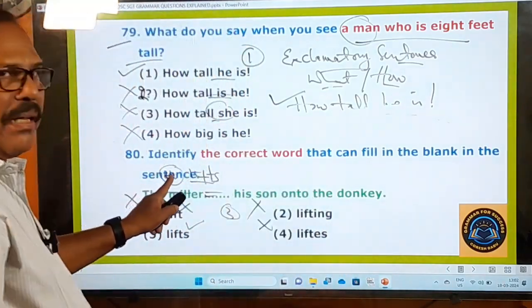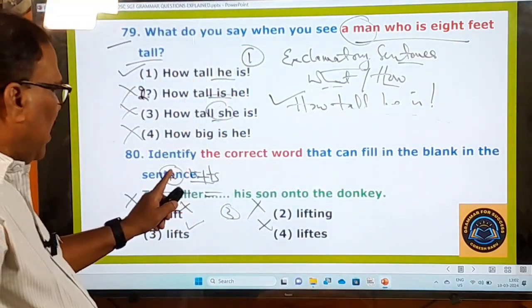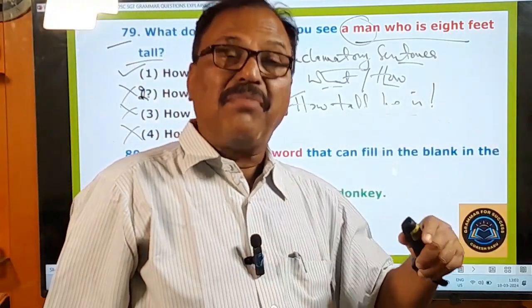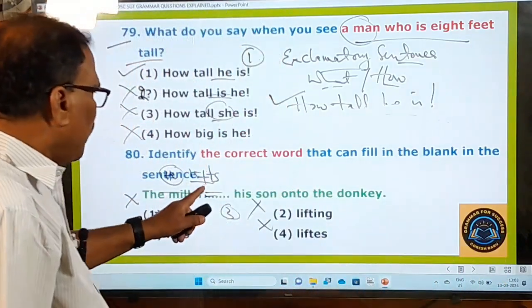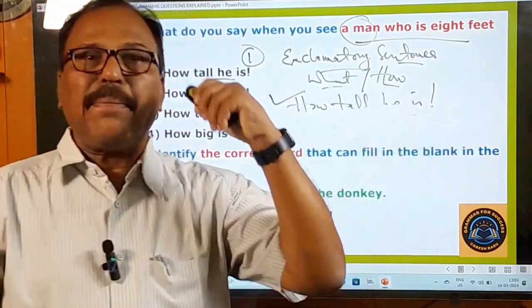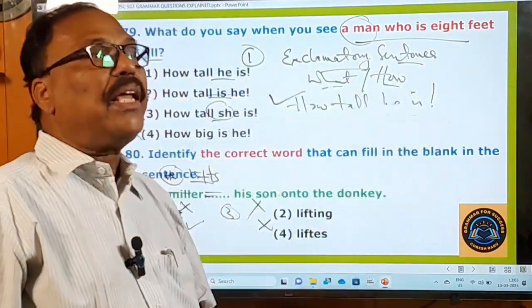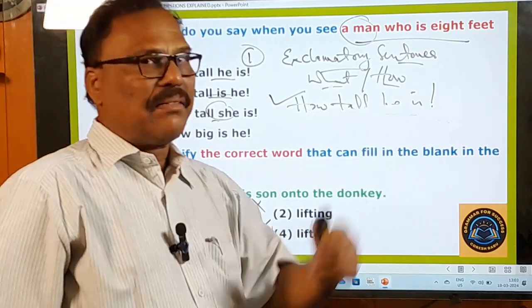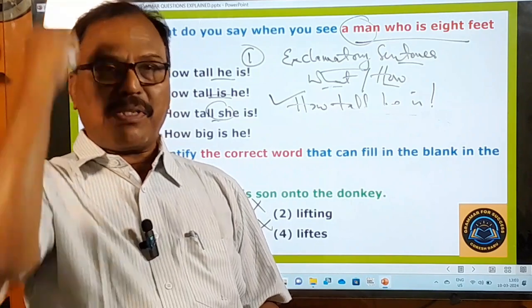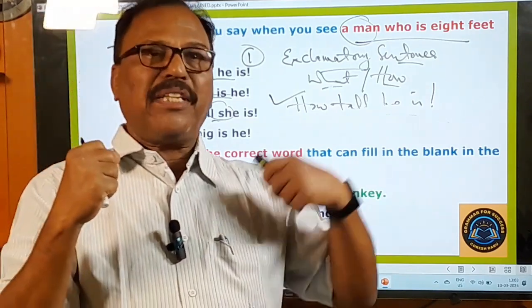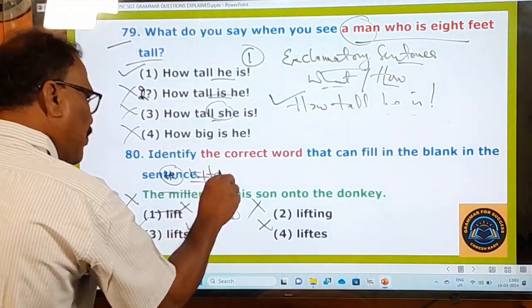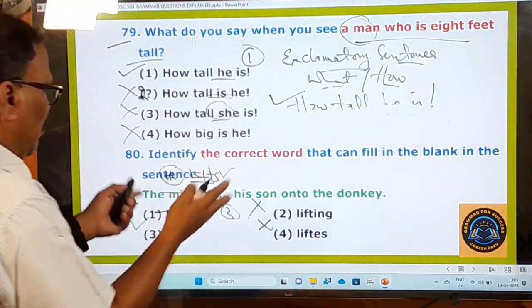Miller comes under he. So after this he, you must use a verb with s after it. So lift plus s becomes lifts. He comes, he drinks, he plays, he reads. You don't say he read, he drink, because it is the specialty of the simple present. In the third person singular, the verb takes s after it. Therefore lift plus s, lifts. Therefore this is the right one, and you know very well about that.